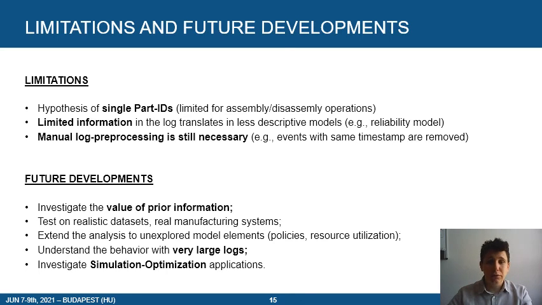Then, we also completely ignore certain types of information, and this results in less descriptive models. For example, we did not consider the reliability models of the stations. Finally, we also have manual pre-processing, which is still necessary to generate a model.